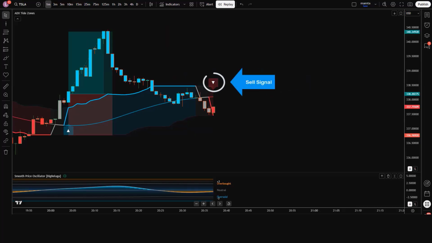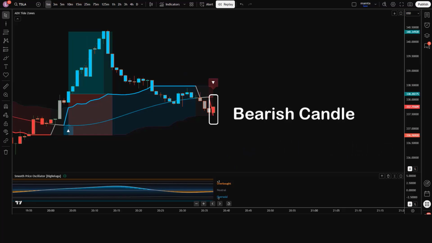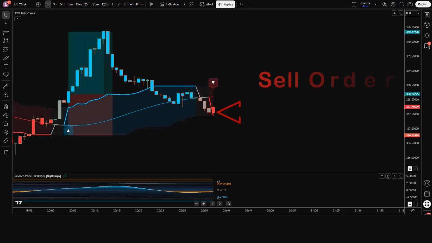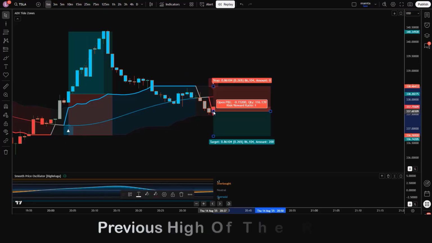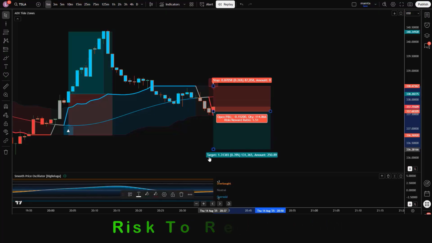When the ADX Tide Zones indicator gives us a sell signal, when the smooth price oscillator indicator shows a yellow color line, and when the market forms a bearish candle, if this condition is fulfilled, then we will place a sell order. Our stop loss is the previous high of the ADX zone. And the risk to reward ratio will be 1:1.5.